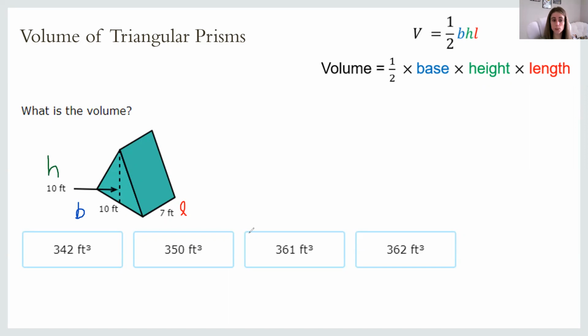All right, substitute these into the formula. It doesn't matter that it's a different formula. The basic principles of formulas are the same. You label the information you're given, you substitute it in, and solve. We don't know the volume, so that stays a variable. The 1/2 is part of the formula, so we need to put that there. And then it's multiplied by our base, which is 10, our height, which is 10, and our length, which is 7.